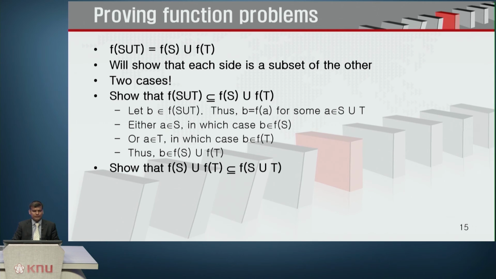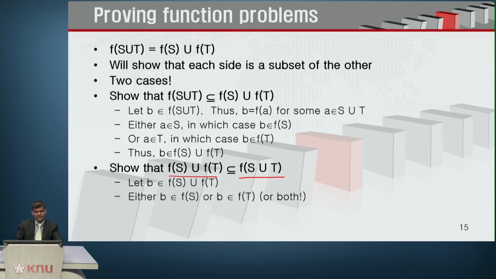Then let us show f of S union T is a subset of f of S union T. So here the second part that we have to prove is f of S union f of T is a subset of f of S union T. So let B be an element of f of S union f of T, then either B is an element of f of S or B is an element of f of T, or both, right? That is the basic property of the union, or it is like an OR function. It has to be part of S, or it has to be part of T, or it can be part of both S and T.